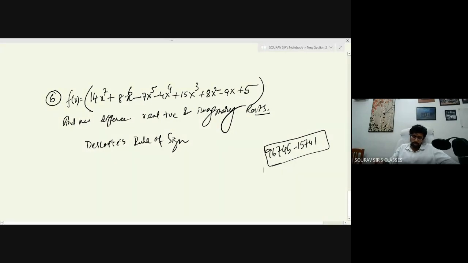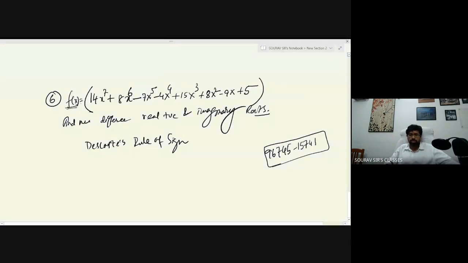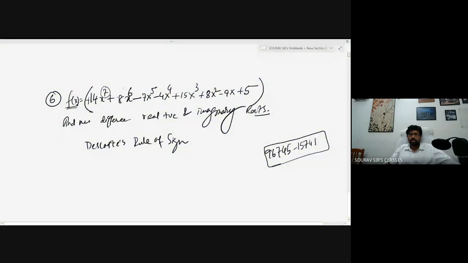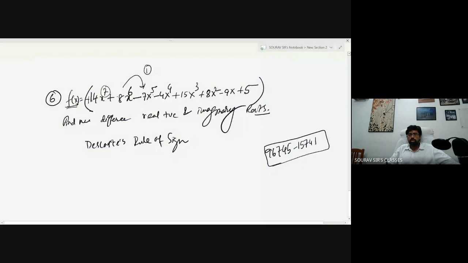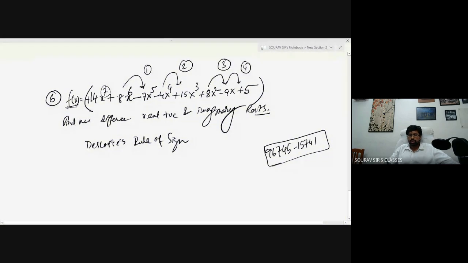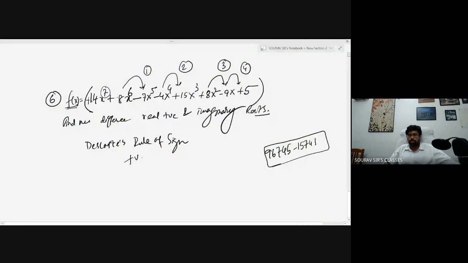Okay, enough time provided. Let's solve it. Descartes' rule of signs is just: write the function fx in this way, with powers in ascending order. And you see what is happening. So how many sign changes? First is plus, plus, plus. First sign change, this to this. Then minus, minus, then minus to plus. Second sign change. Then plus to minus. Third sign change. Then minus to plus. Fourth sign change. So in fx, whatever the sign changes, that is the number of positive real roots. 4 real roots.